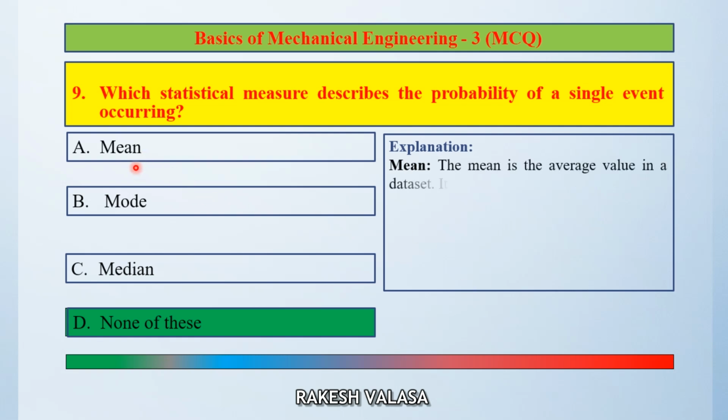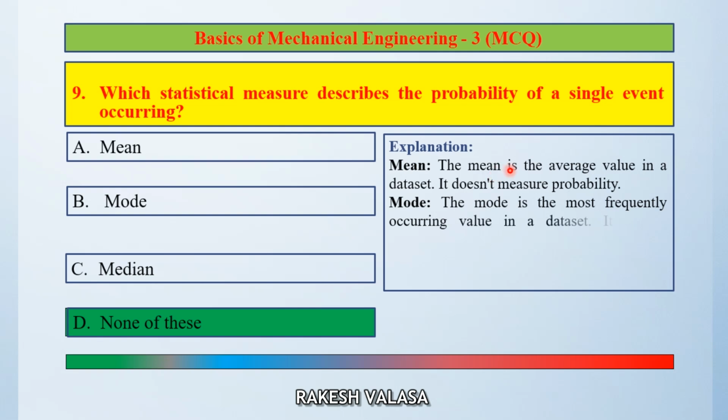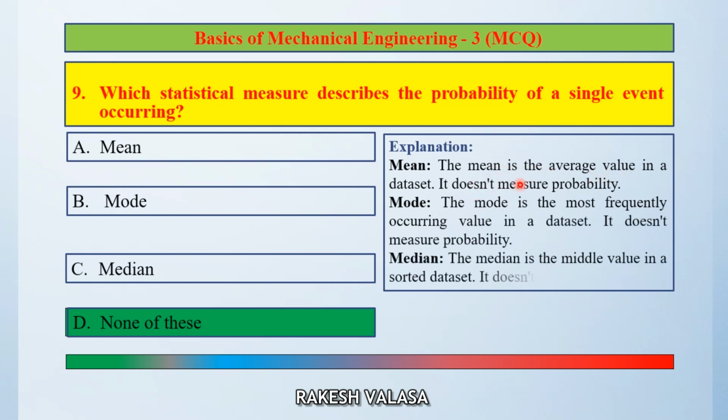You can see the meaning of mean, mode, median. The mean is the average value in a data set. It does not measure probability. The mode is the most frequently occurring value in a data set. It does not measure probability. The median is the middle value in a sorted data set. It does not measure probability. So the correct answer is option D, none of these.